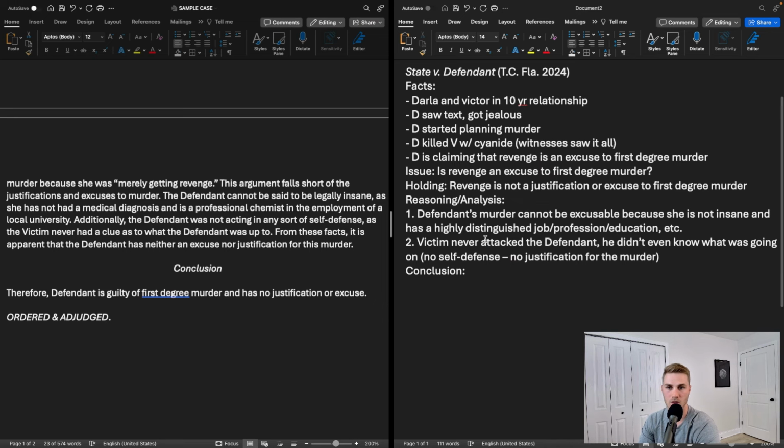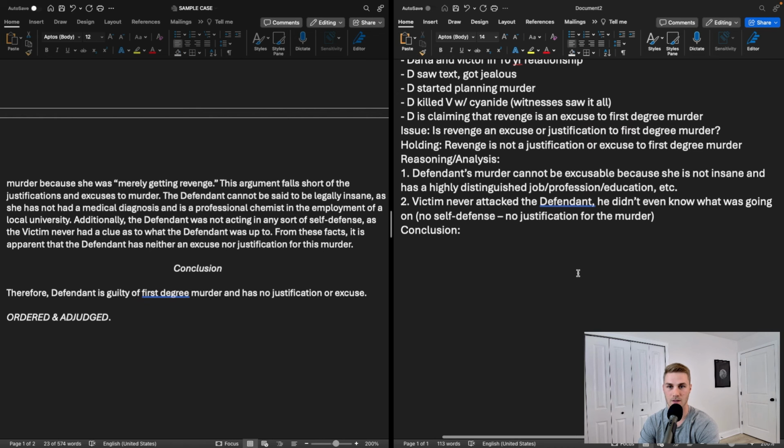And because we know that there are two ways that murder can be disregarded, we need to kind of update our issue here. So the issue is not just an excuse, but is revenge an excuse or justification to first-degree murder, since we do have those two options. The court said revenge is not a justification or excuse. Why? Because the defendant's murder cannot be excusable because she is not insane and has a highly distinguished job, profession, education. So her revenge is just not, that just doesn't matter. It just literally doesn't matter.